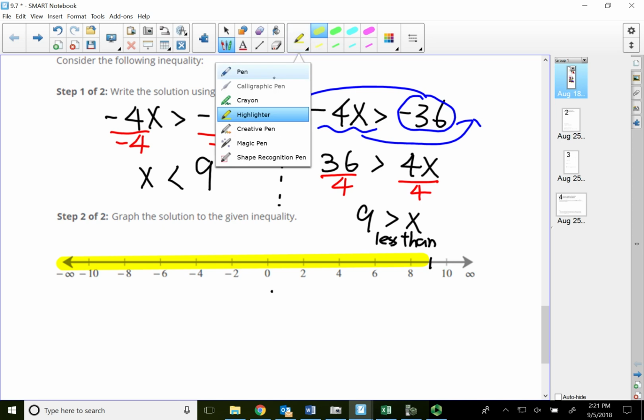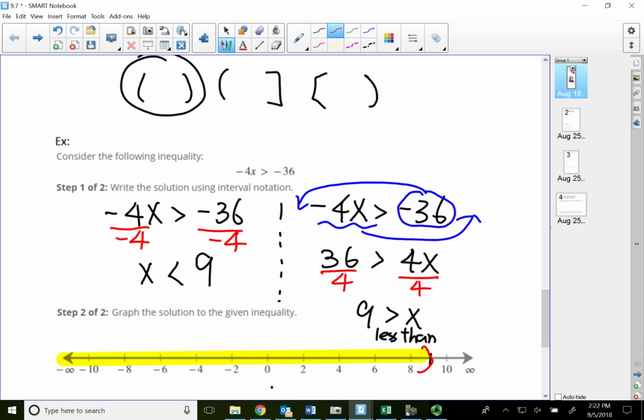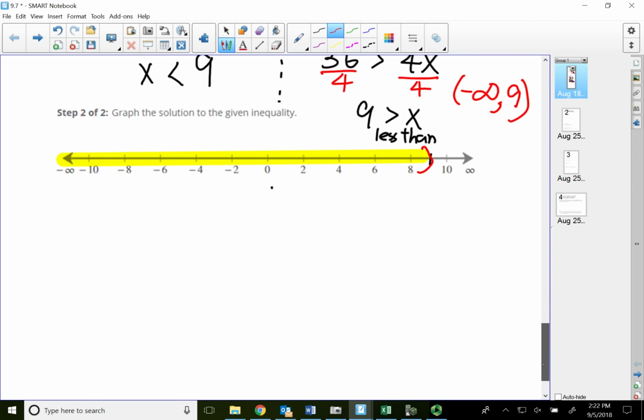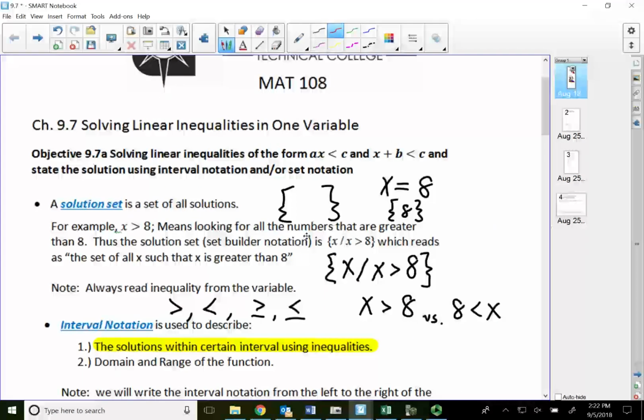Since my inequality does not contain an equal to part, I will use a parenthesis. So now, by reading this graph from left to right, my interval notation is: the solutions are from negative infinity on the left all the way to positive 9, where I'm using another parenthesis. So just a quick introduction of how we can use interval notation to describe the solution for our inequality. And we are also introducing the set notation.